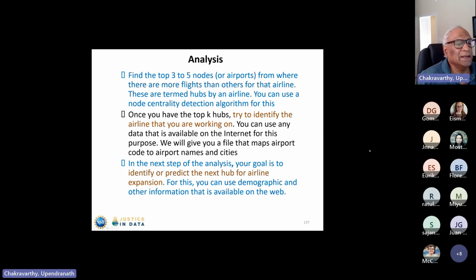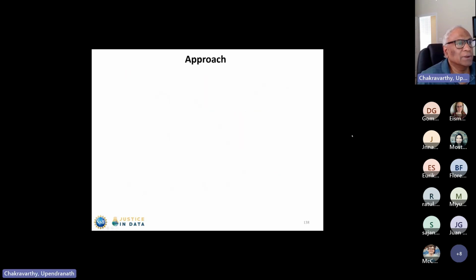In the next step of the analysis, your goal is to identify or predict the next hub for airline expansion. If the airline wants to expand their operations, which city would they want to choose and why? For this, you can use demographic and other information that is available. So again, this one is not just understanding the data, but more than that, trying to figure something out that is not obviously part of the data that is there.